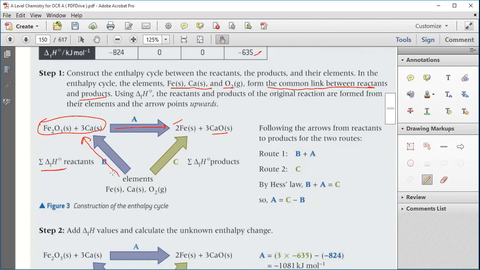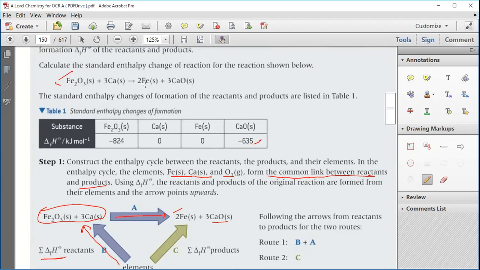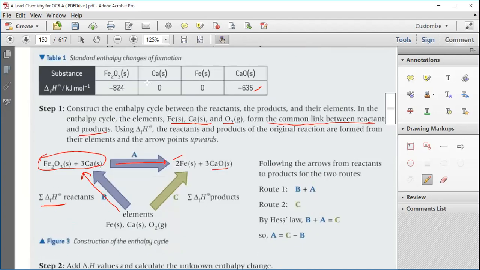Do we have to write down the elements at the bottom? First of all, this is a chemical reaction given: Fe2O3 plus calcium gives you Fe plus CaO. Okay, clear? Yeah, I get the top bit.